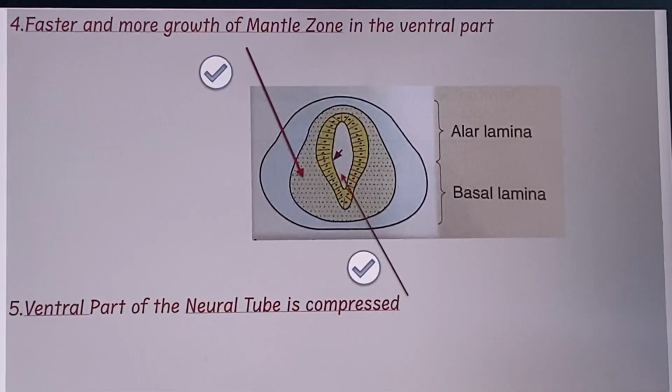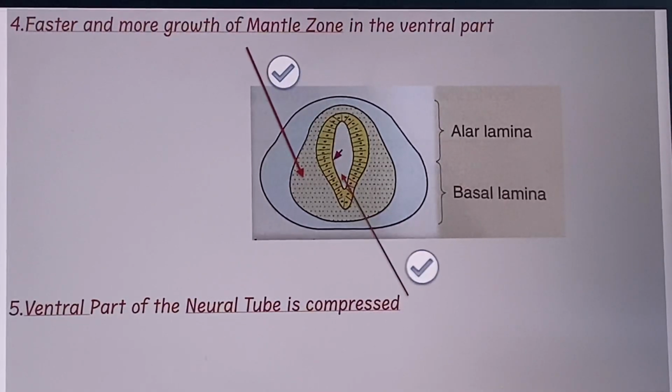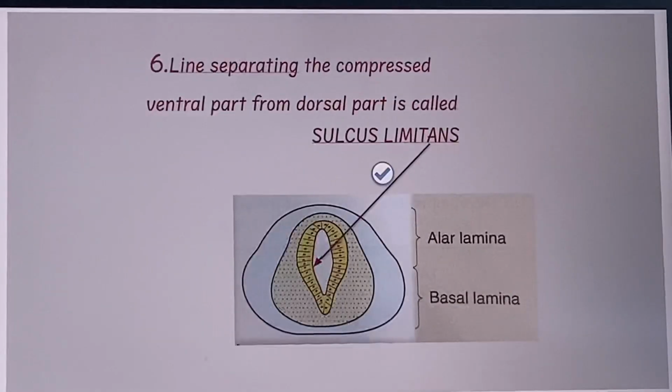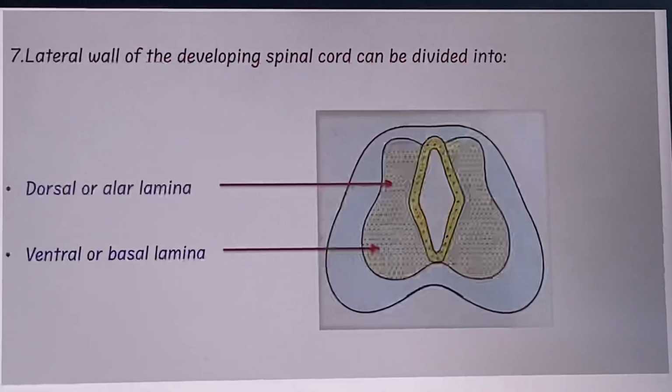Then there is faster and more growth of the mantle zone in the ventral part. So once this is happening, the ventral part of the neural tube is compressed. You can see here the compression of the cavity on the ventral side. Then the line separating the compressed ventral part from the dorsal part is called the sulcus limitans. You can see here a demarcation is formed between these two portions with the appearance of the sulcus limitans.